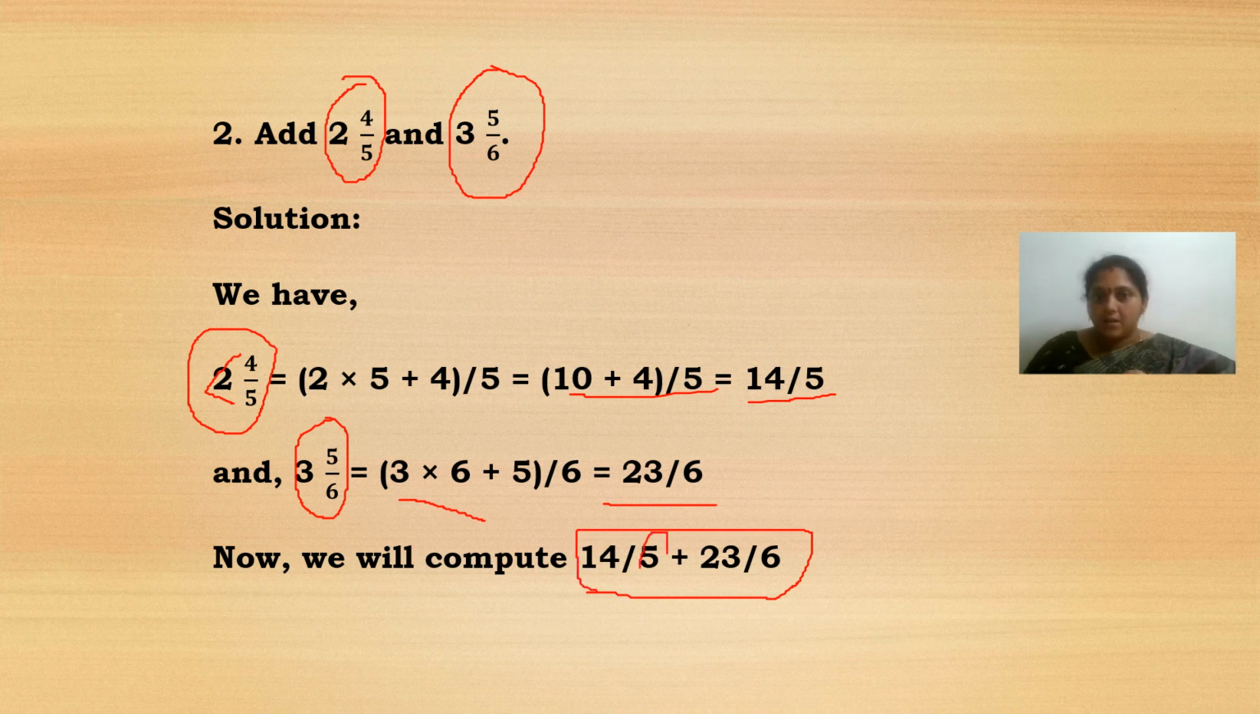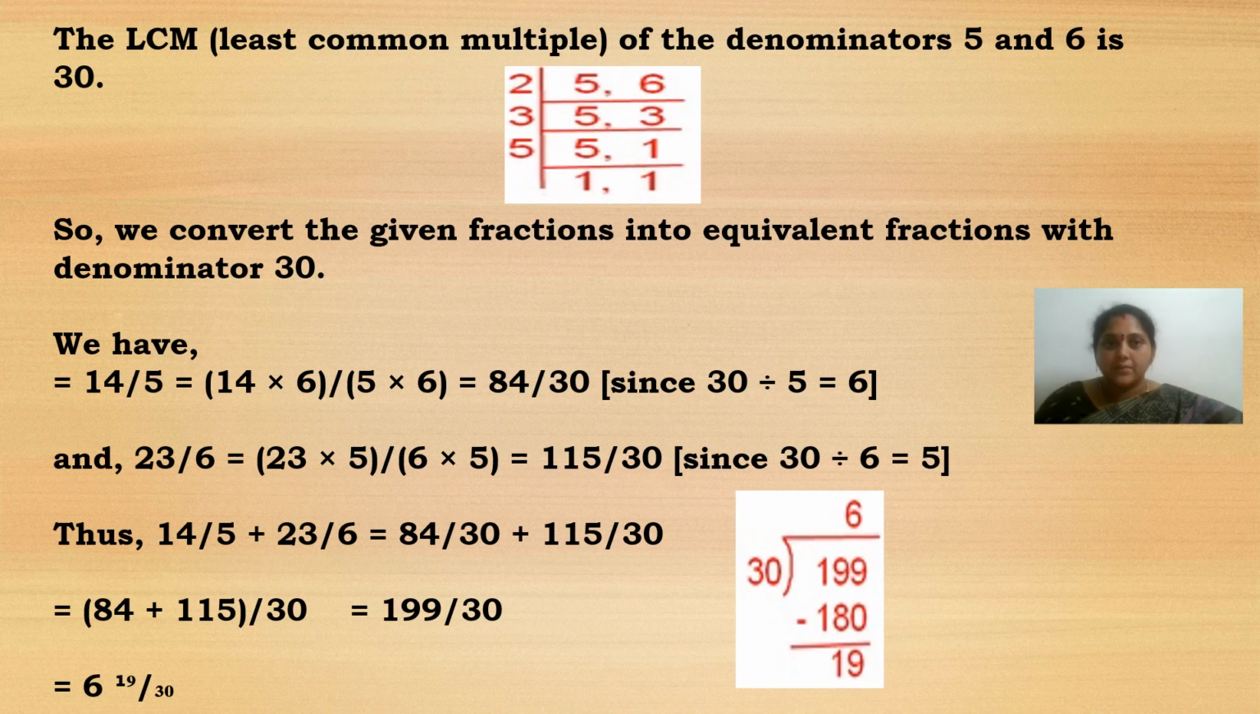Here if you observe, our denominators are 5 and 6. Now we have to convert them into like fractions. How to convert? We have to take the LCM of the denominators 5 and 6. If you observe, 5 and 6 are both in different tables. For this also, what you have to do?